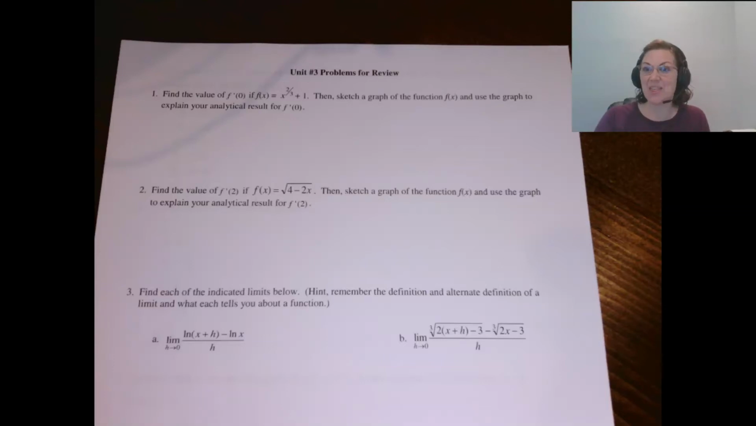Hi there. I thought we would spend some time on the Unit 3 review so that we make sure we understand all the pieces and parts. Problem number one asks us to find the derivative at zero. And then we'll want to sketch a graph to make sure that what we're seeing on the graph lines up with what we're finding analytically.